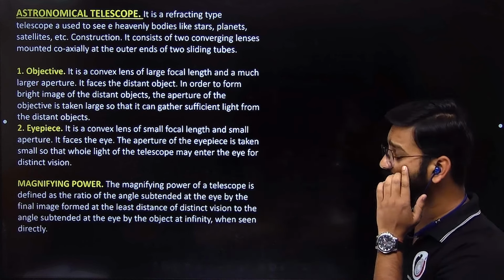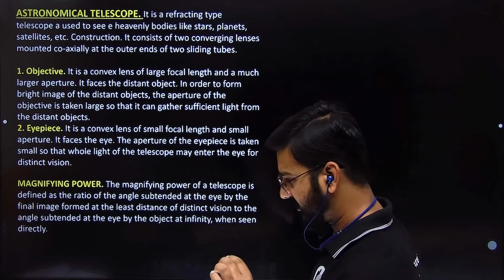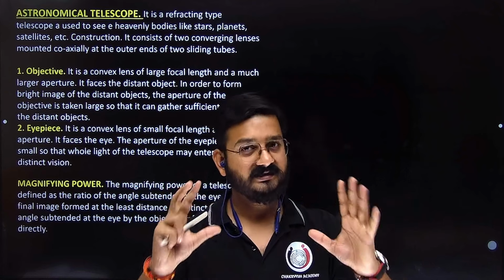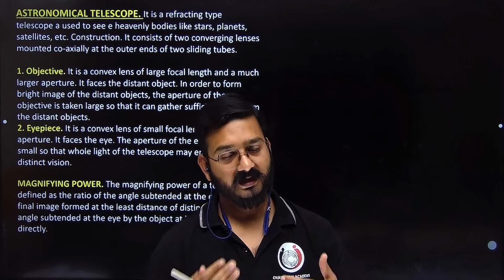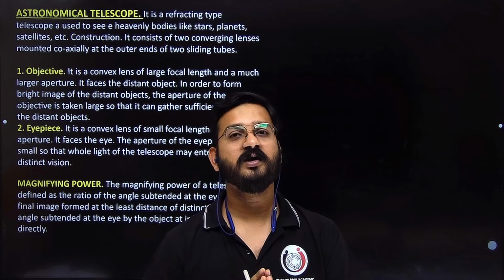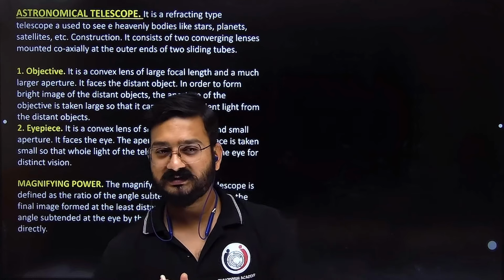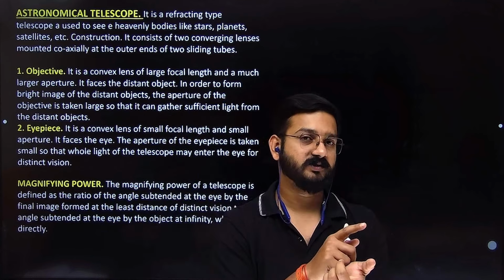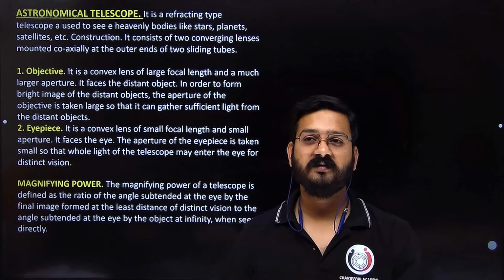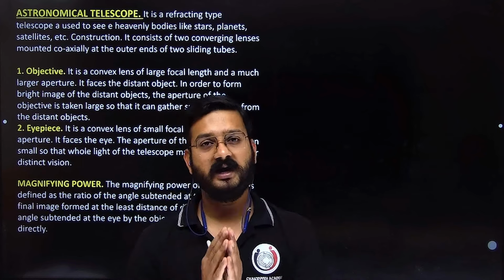So in the astronomical telescope, we will have two lenses again. One will be the objective, the other will be the eyepiece. But here, what you need to make sure is the objective and eyepiece are the same, but the structure is different. In this case, the objective will have higher focal length and higher aperture as compared to the eyepiece. It is exactly opposite of the compound microscope. Here, the objective will have very high focal length and aperture as compared to the eyepiece.